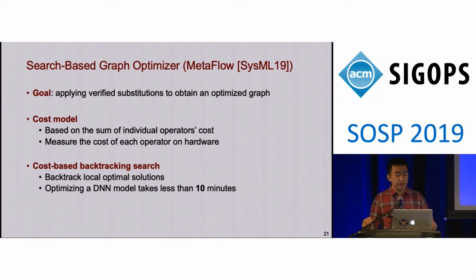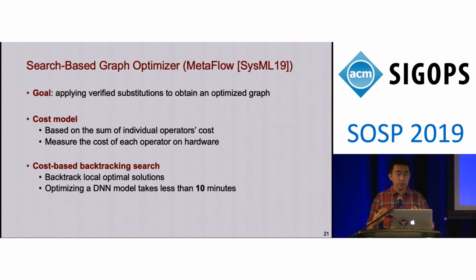And once we have verified these substitutions, our next task is to apply these verified substitutions to improve a computation graph. And we use a search-based graph optimizer adopted from our previous work, MetaFlow. And the key component of the optimizer is a cost model that can accurately estimate the runtime cost of a computation graph. So the cost model is based on the summation of individual operators' cost. And we can measure the cost of each individual operator directly on hardware.